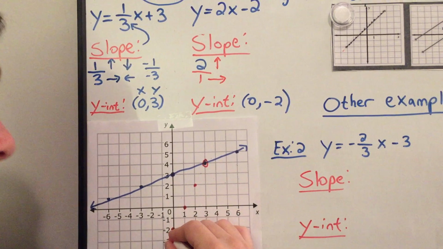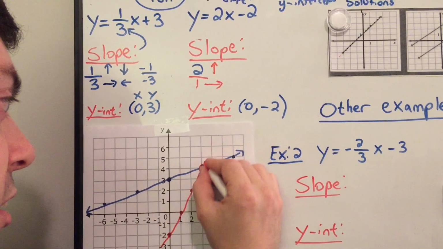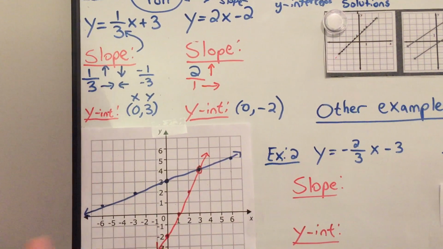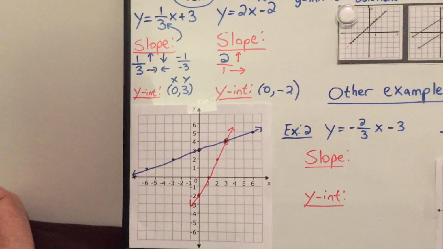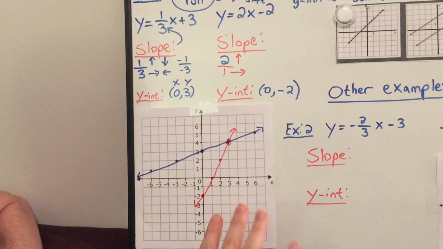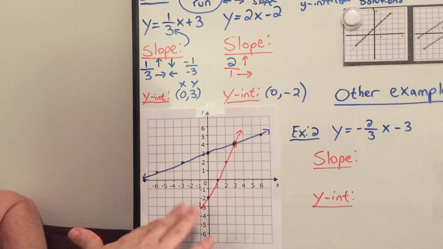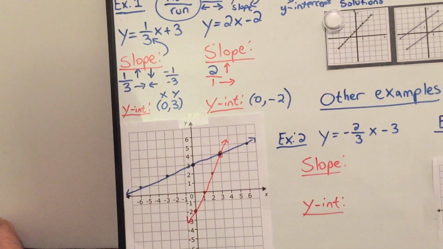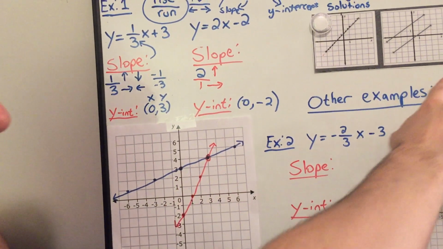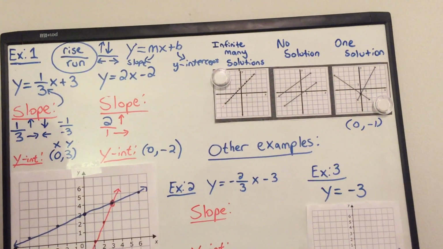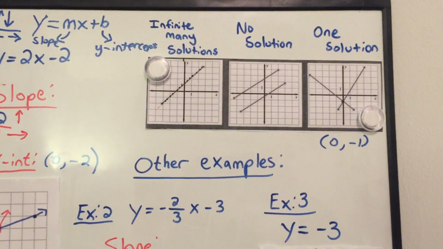These two graphs are going to intersect. Now, I don't need to graph any more points right there. Once I hit that intersection point, I'm done. I don't have to worry about coming this way or all that stuff. That is going to be my solution. So in this case, we actually have a one solution scenario.